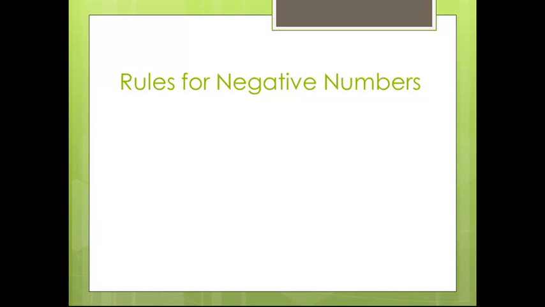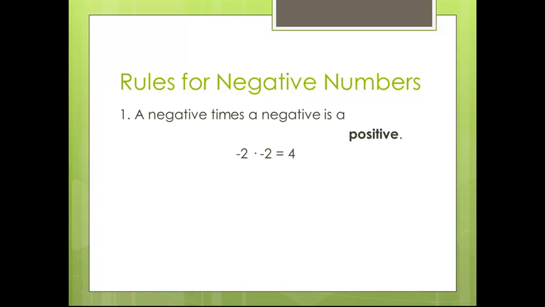And now the rules for negative numbers. First rule, a negative times a negative is a positive. A positive. How right you are. For example, negative 2 times negative 2 is a negative times a negative. The answer is positive. Positive 4.